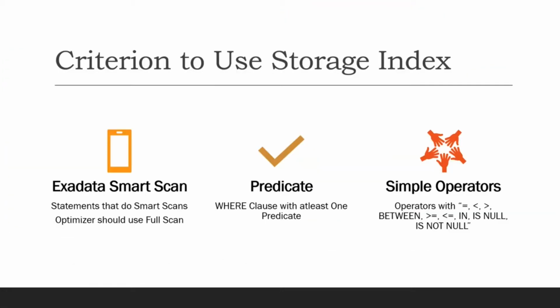Now let's look at the criteria to use the storage index. The first is Exadata Smart Scan. The query should use Exadata Smart Scan, and very important, the optimizer should use a full table scan. It should not use any of the database indexes, because when you use database indexes, it works in a completely different manner. The second one is predicate filtering. You should have at least one predicate clause specified in the query so that the storage indexes can be used. The third one is simple operators.